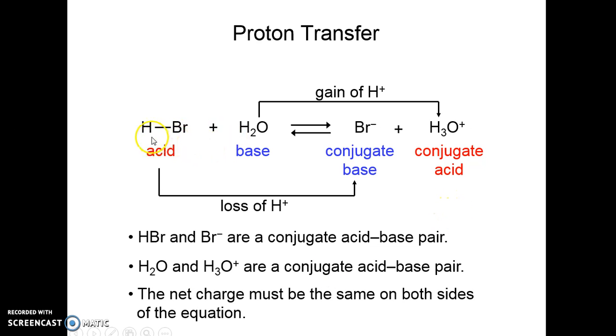So here in this reaction, hydrobromic acid reacts with water to form bromide and a hydronium ion. This is the acid and this is the base. This is the conjugate acid of water, this is the conjugate base of hydrobromic acid. In order to form a conjugate base, all you have to do is remove the proton. In order to form the conjugate acid, all you have to do is add a proton.